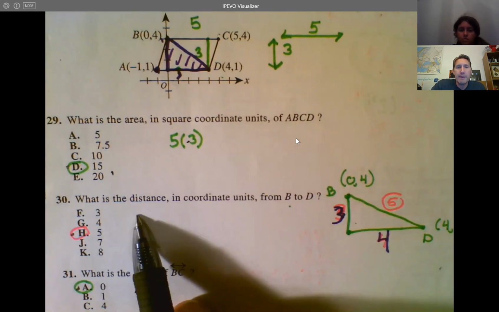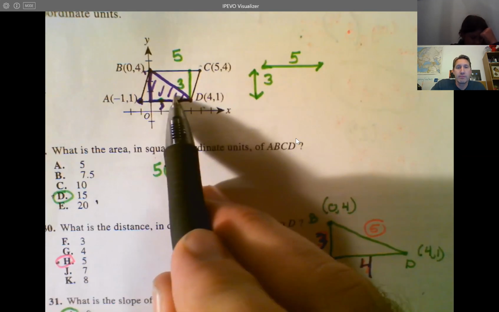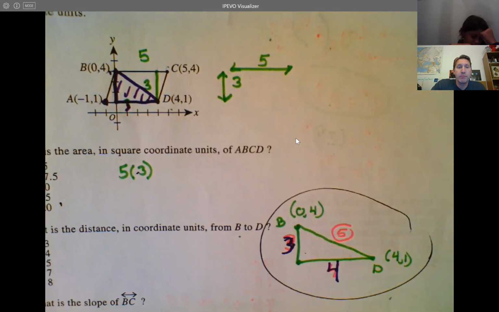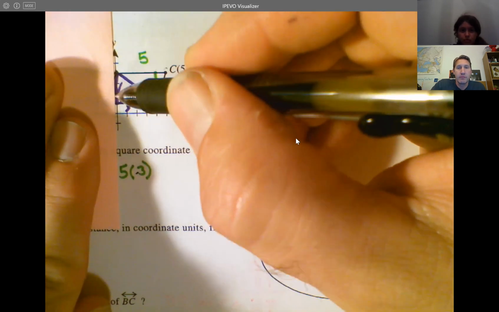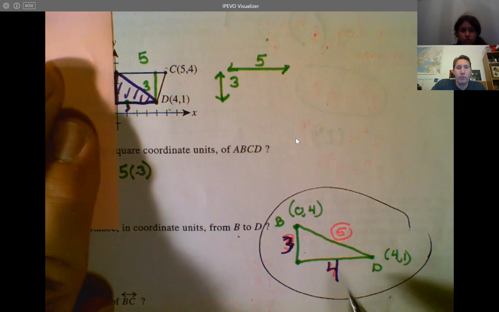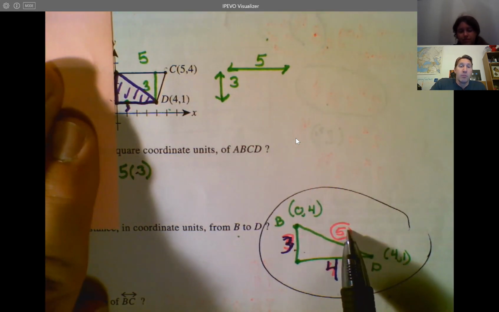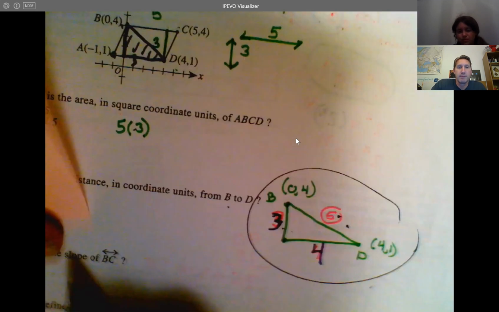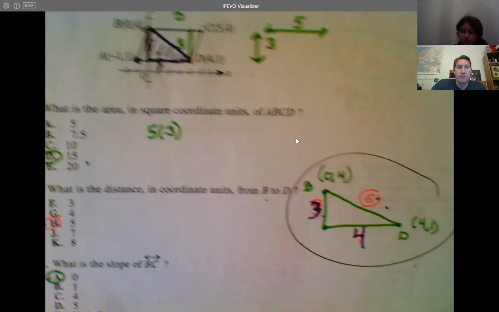This one says, what's the distance from B to D? So we're trying to go from B to D. What I did was I drew the right triangle for that. Like if I were to just cover this piece up here, here's our right triangle. It's in purple. How tall is it? 3. How long is it? 4. Pythagorean triple. I'm telling you, they love these triples. 5. Done. Don't even memorize the distance formula. It's not worth your time.